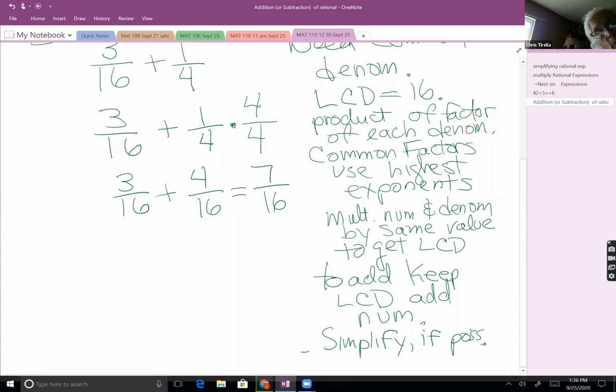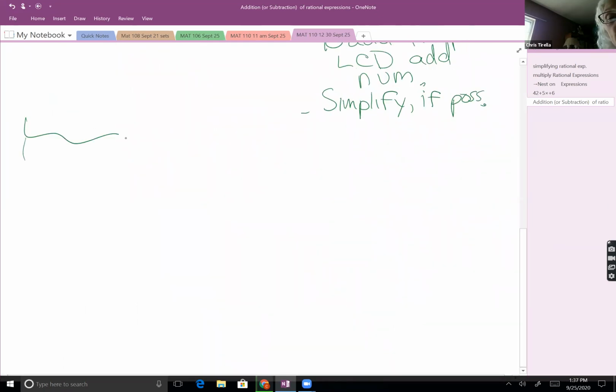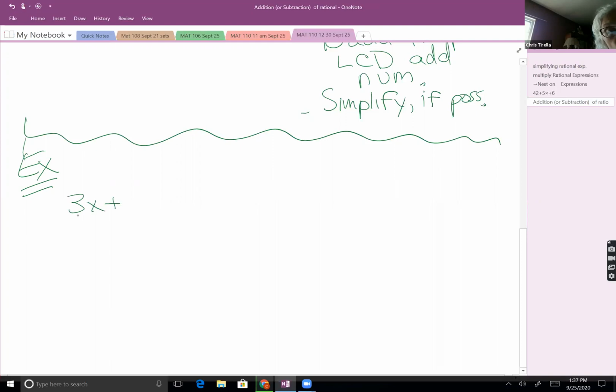So, does that process look vaguely familiar? It's going to turn out to be a very, very similar process with algebraic expressions as it is with numbers. It just doesn't look quite as elegant when we've got a lot of variables involved. So first, let's look at some examples that do already have a common denominator. Let's look at (3x + 2)/(3x + 4) plus (3x + 6)/(3x + 4).